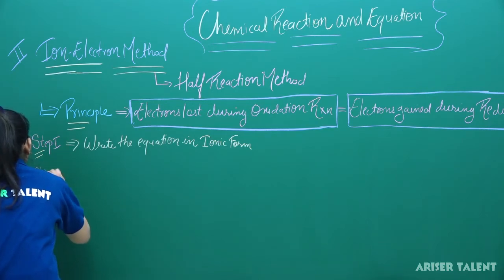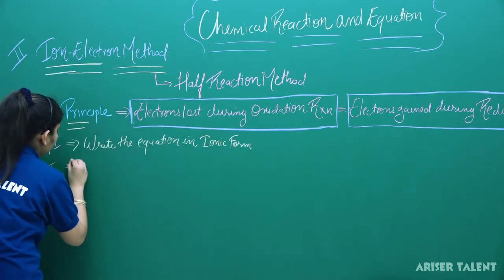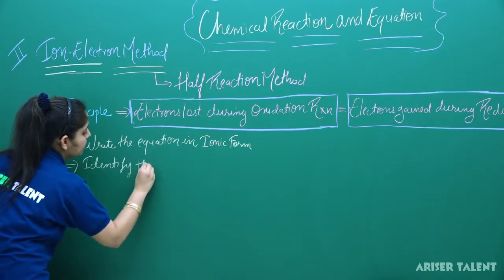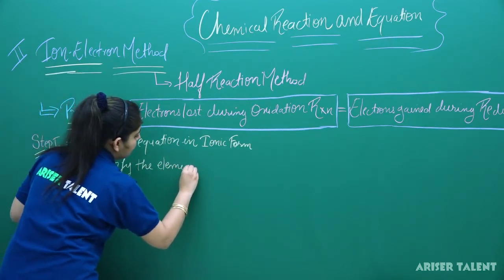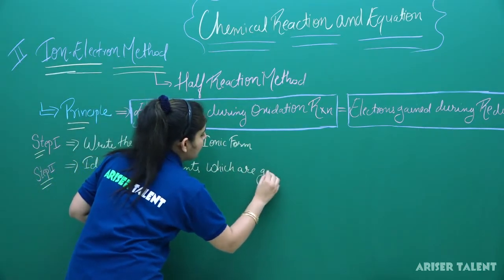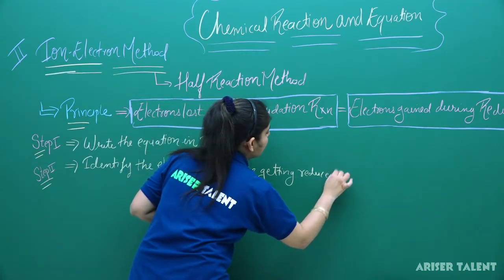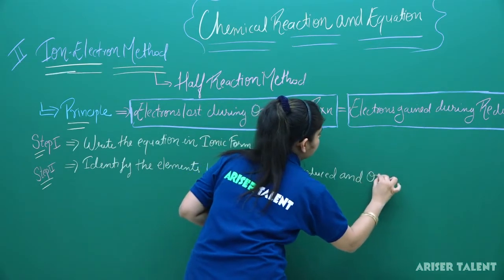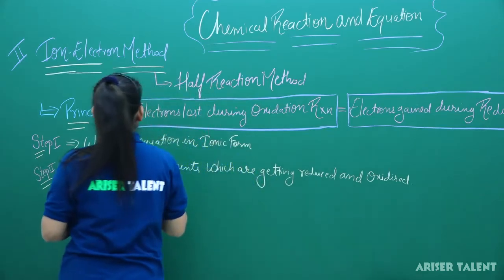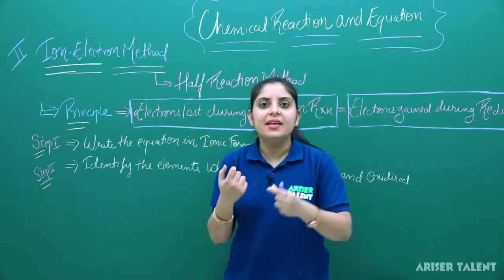Now, our step number 2 will be: identify the elements which are getting reduced and oxidized. So this will be the second step of our balancing, that we have to identify the elements which are getting oxidized and which are getting reduced.